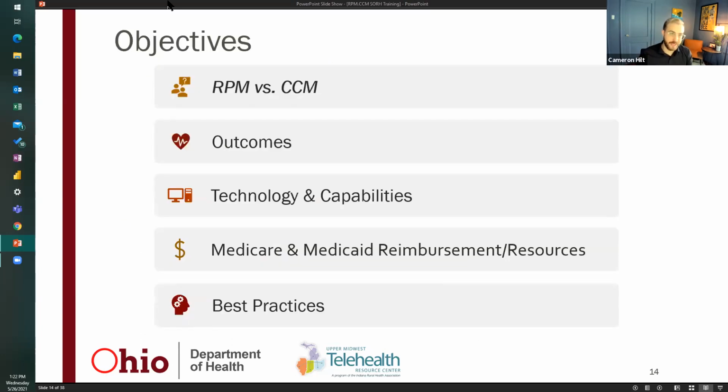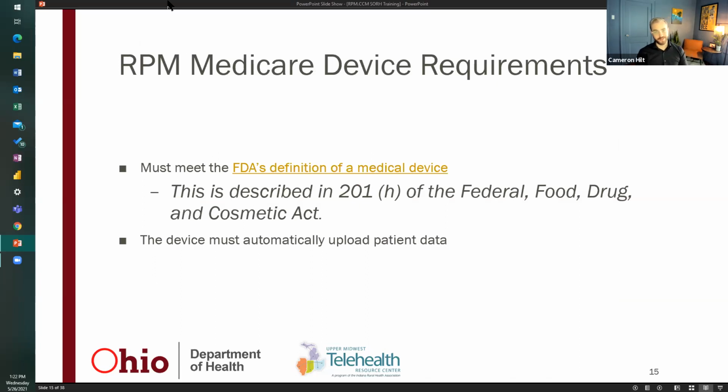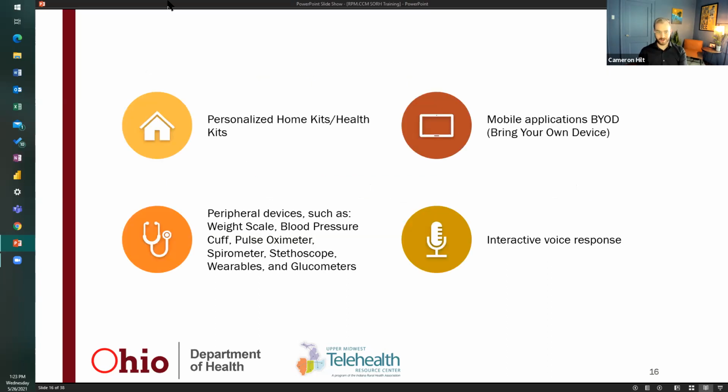Now moving on to technology and capabilities. So before I really dive into some of the technology that can be utilized, I have to make one distinction with RPM specifically. If you are looking to bill for RPM services to Medicare, it's very important that it meets the FDA's definition of a medical device. If you need more description of what that looks like, it's ultimately in 201(h) of the Federal Food, Drug, and Cosmetic Act. But the most important thing is that the device has to automatically upload patient data. It cannot be a manual entry from the patient. So that's just a stipulation that Medicare has when it comes to the device itself.